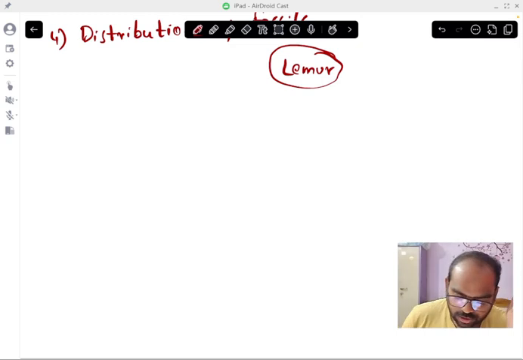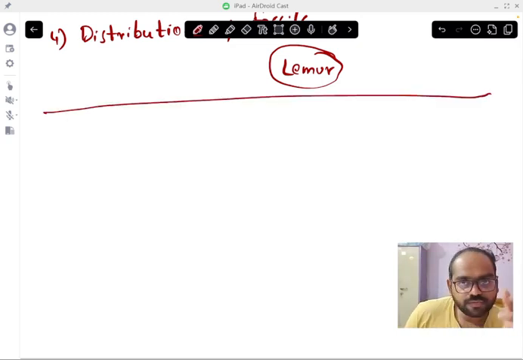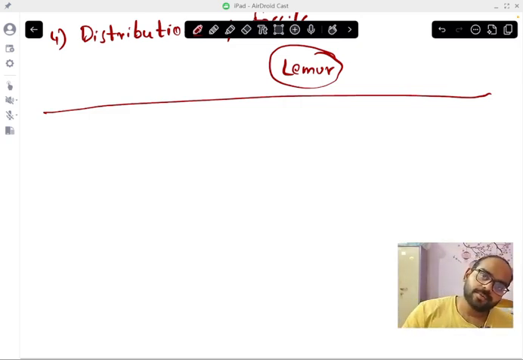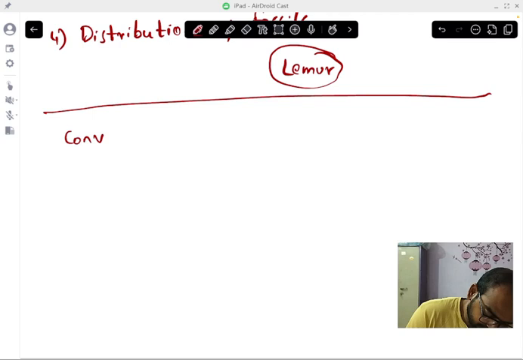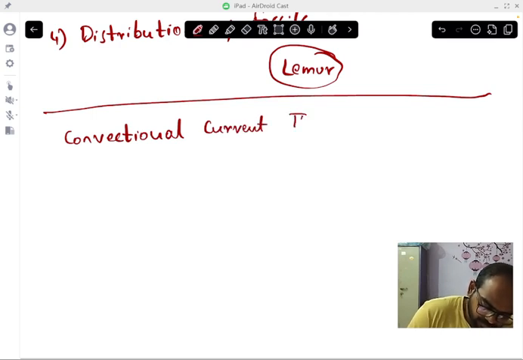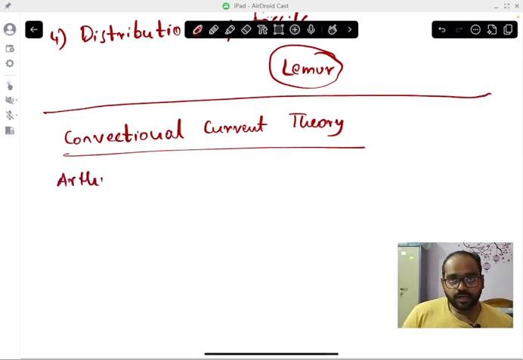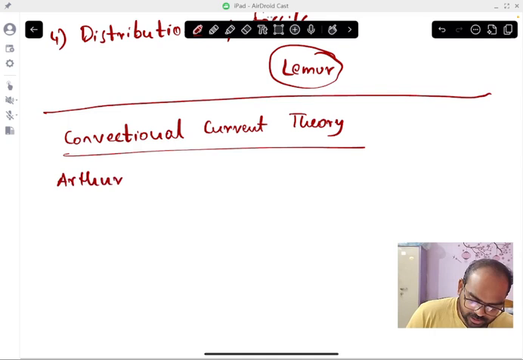What were the discoveries after this? After the continental drift theory proposed by Alfred Wegener, certain studies happened, and what were those studies? We look into it. First and foremost is the convectional current theory. It was proposed by Arthur Holmes.